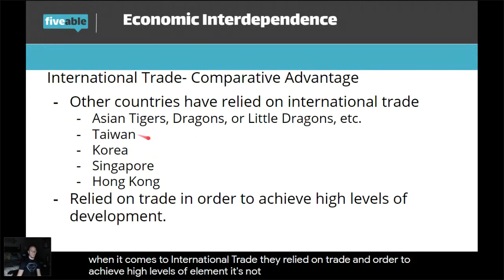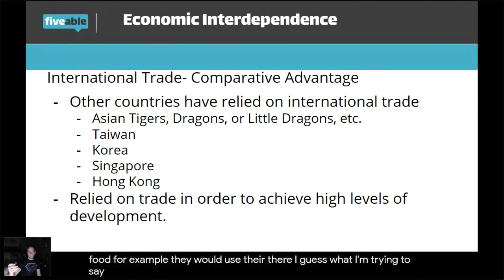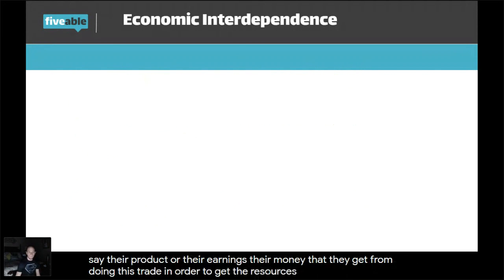It's not because they were to produce food, for example. They would use their product or their earnings, their money that they get from doing this trade, in order to get the resources they need to survive.